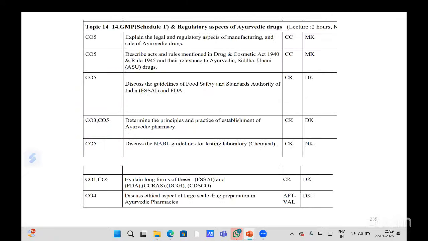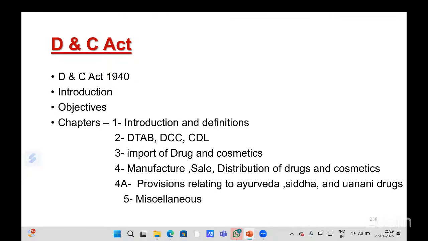So by this we will end this paper 1 orientation program. Here it's very difficult to complete or glance at all the topics.